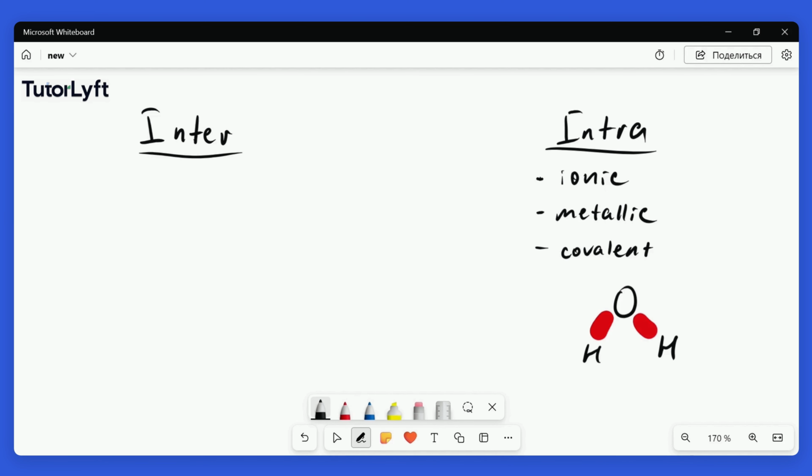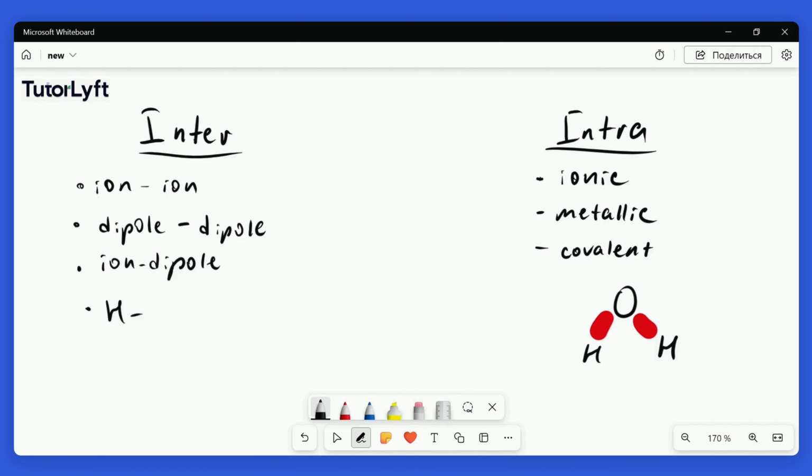Now, what about intermolecular forces? Intermolecular forces could be ion-ion, dipole-dipole, ion-dipole, hydrogen bond, and London dispersion. I'm not going to go over all of those, but I want to give an example.